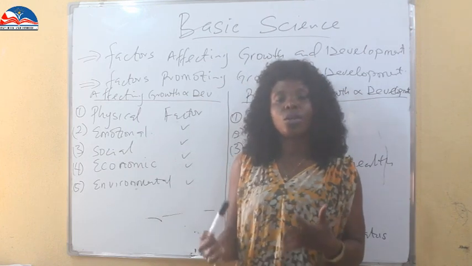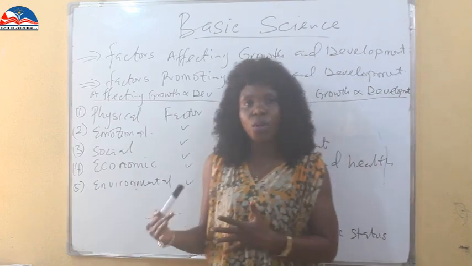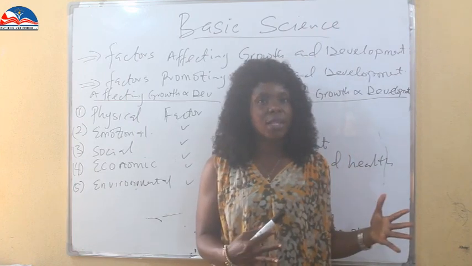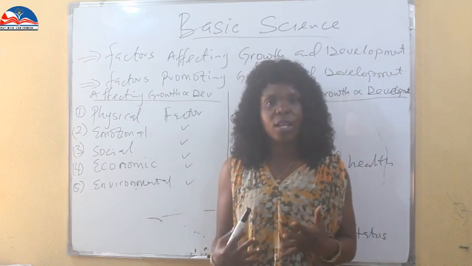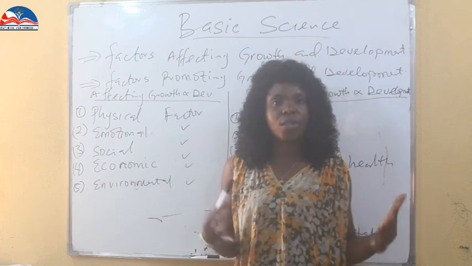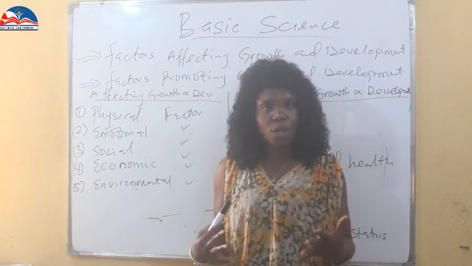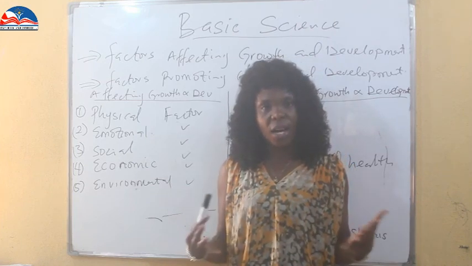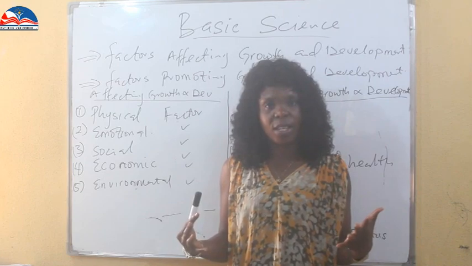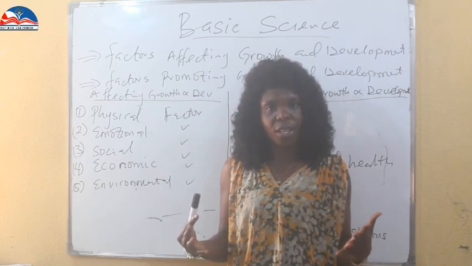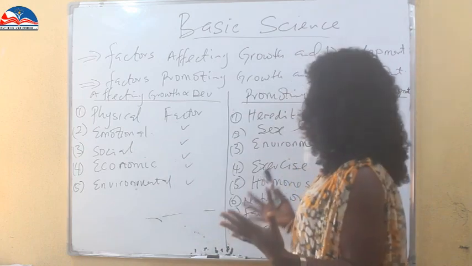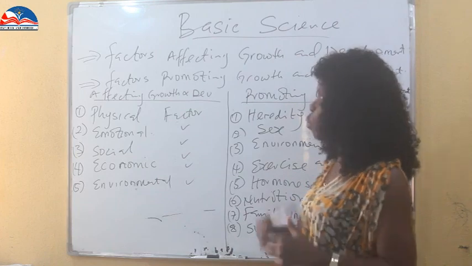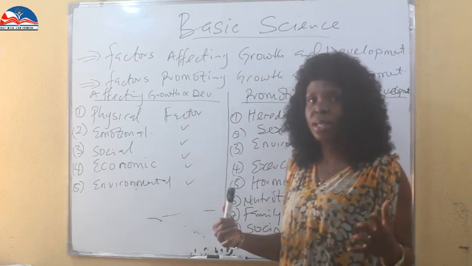We are still on growth and development. In our previous class, we explained what growth is, we explained development, and we saw permanent changes that happen in humans and then temporary changes that happen in humans. So today we are going to look at growth and development. How does this affect a person, a human being? We are going to look at factors affecting growth and development, and then factors promoting growth and development.